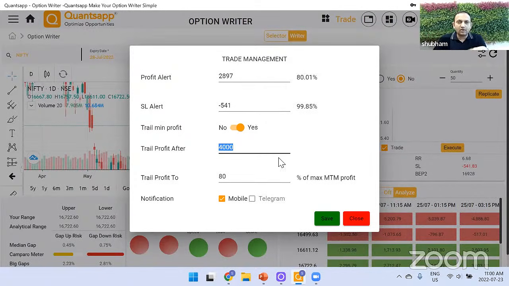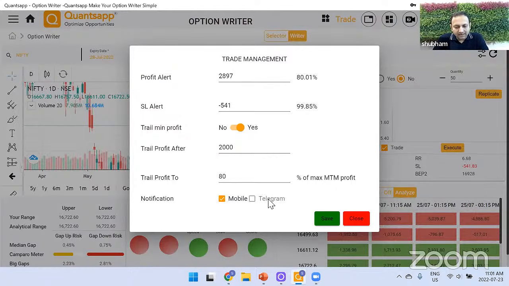Behind the scenes, the algorithm will calculate on each tick, and you don't need to keep this UI open. You can close the UI, that is fine. The server is calculating on each tick for your strategy, and the moment it crosses the profit threshold, so let's say 2000 rupees, then whenever it falls from there and comes to 80% of the profit, it will send you a notification on mobile.